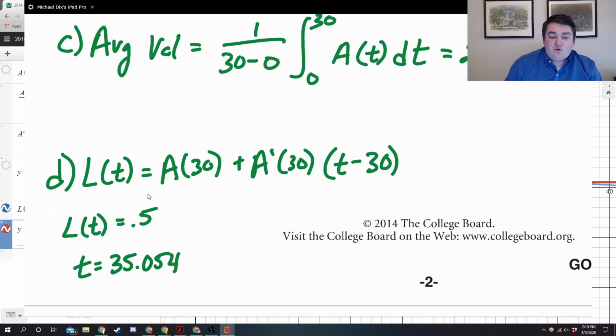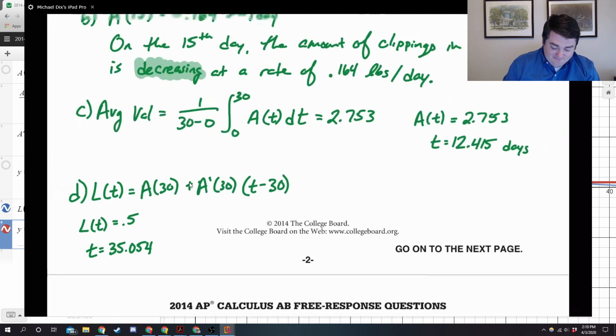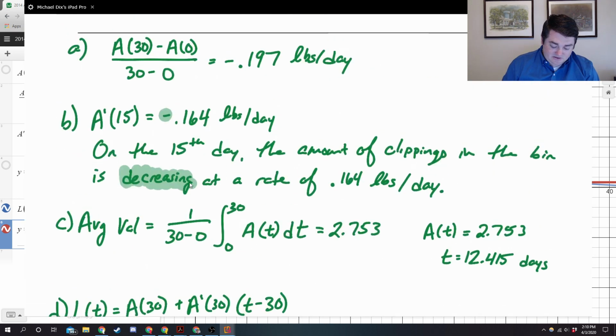Okay, and that's all the work that I would need to get full credit for that. I have an expression for L of t. I'm setting it equal to 0.5 and getting a solution. The calculator is doing the heavy lifting here. This is a calculator active problem, and so we're going to use that to full effect where we can. Okay, so that is number 1.